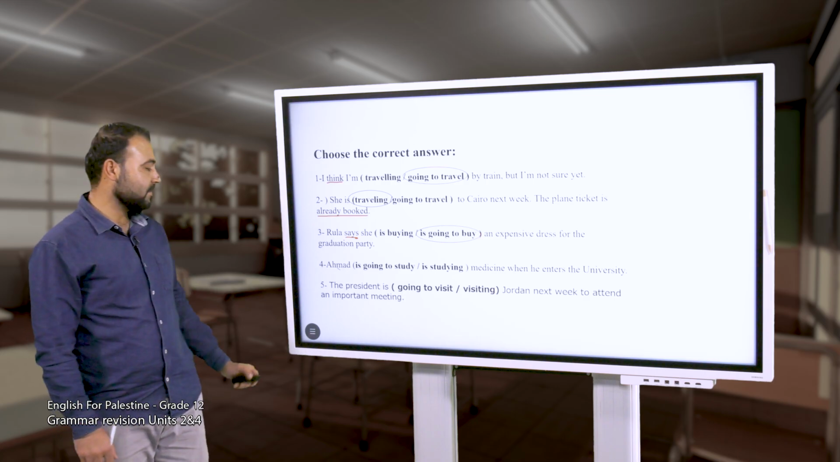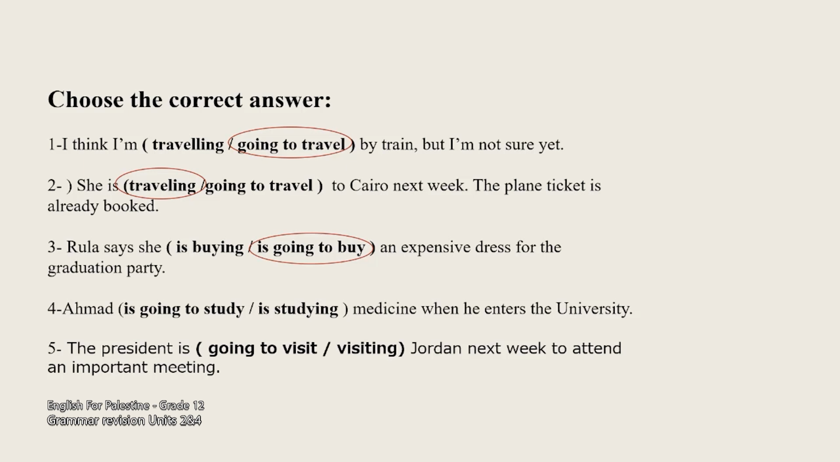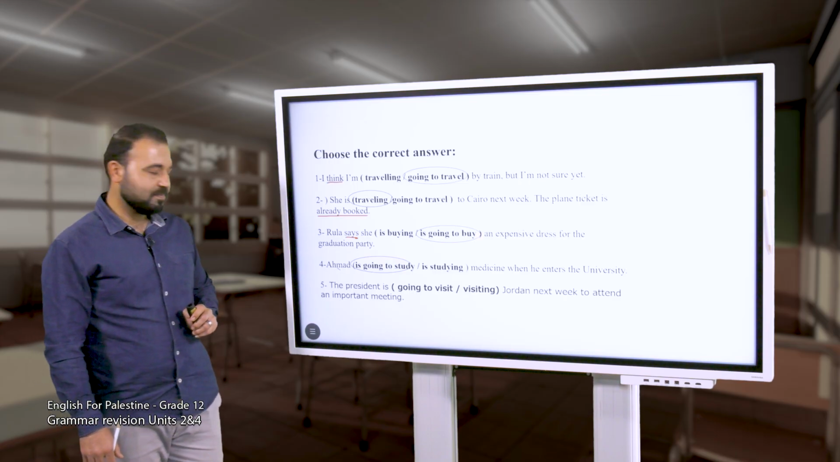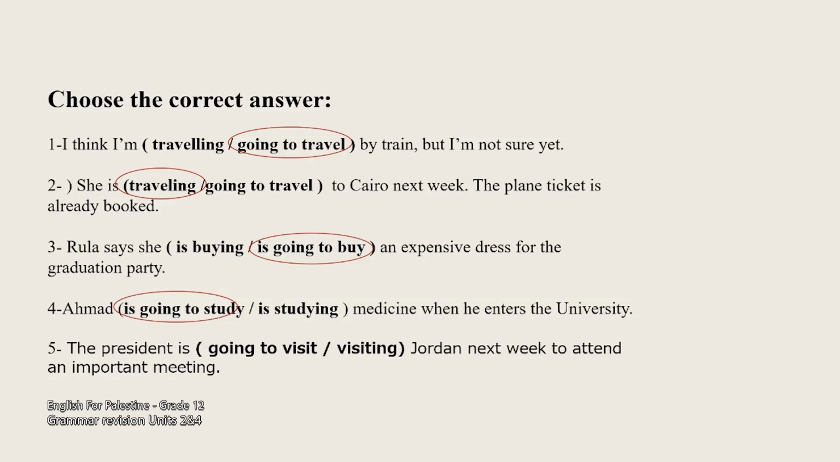Sentence number 4. Ahmad is going to study or is studying medicine when he enters the university. Ahmad is going to study. He intends to study. So he is going to study medicine when he enters the university. Sentence number 5. The president is going to visit or is visiting Jordan next week to attend an important meeting. The president is visiting. It's something arranged in the future.